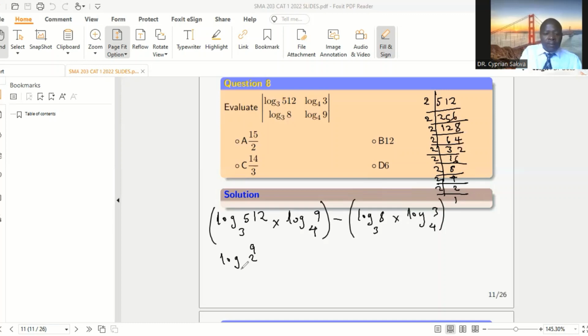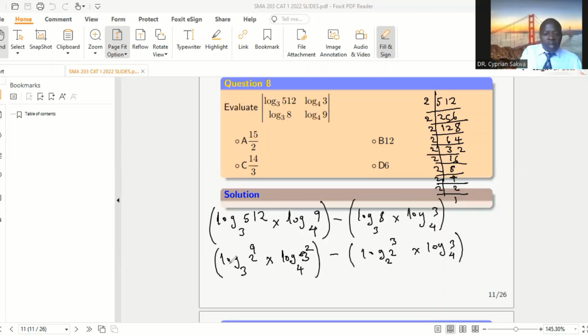Log of 2 raised to 9, to base 3, times the log of 9, let me call it 3 raised to 2, to base 4. What about this one? This one is log of 2 raised to 3 to base 3, because 8 is 2 cubed, followed by log of 3 to base 4.